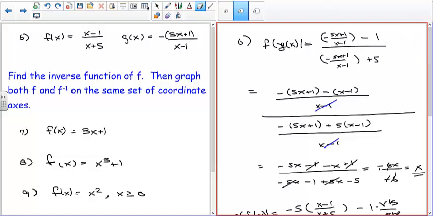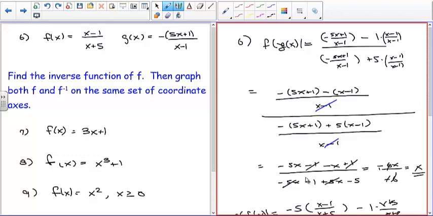What I really did was I took this term, multiplied by x minus 1 over x minus 1, and I took this term, did the same thing, x minus 1 over x minus 1, but not this one. So that gave me a common denominator of x minus 1. Okay, so that's what needed to be corrected there.